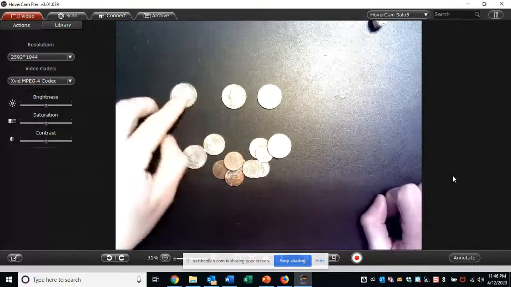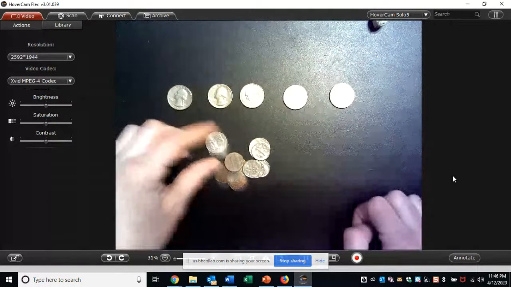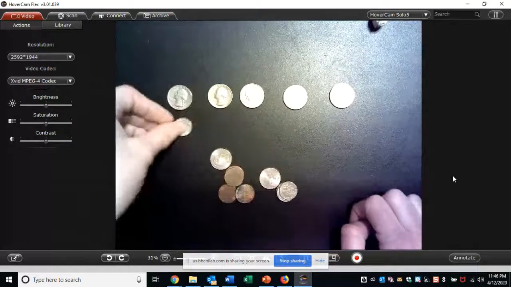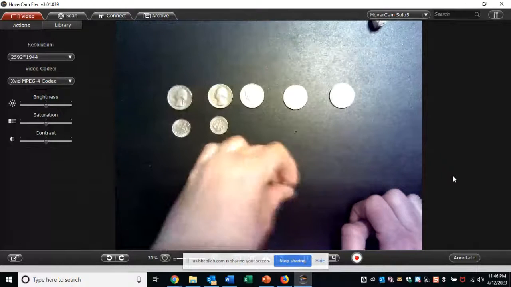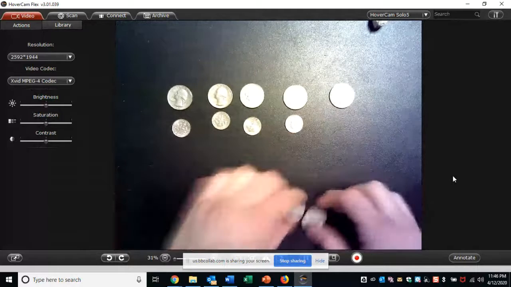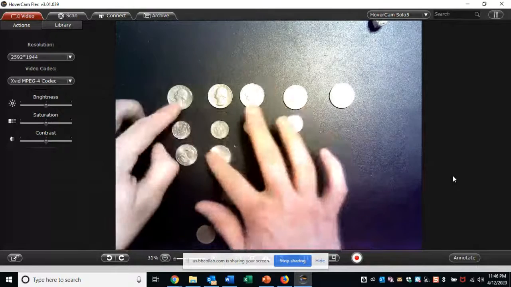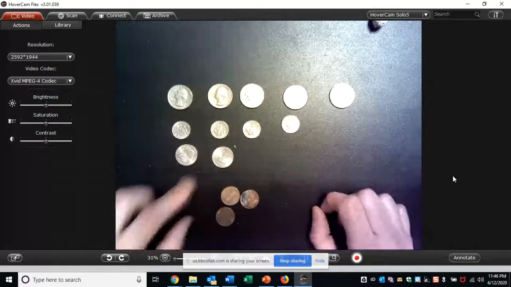Okay, so we have our quarters. Let me find all the quarters. Okay, those ones are all quarters. And then I have some dimes. And then we have nickels. And pennies.